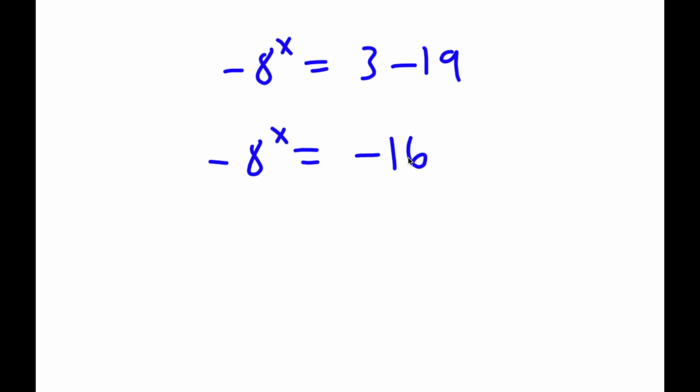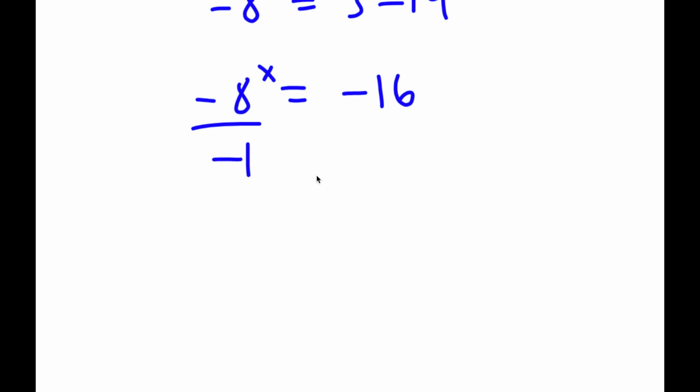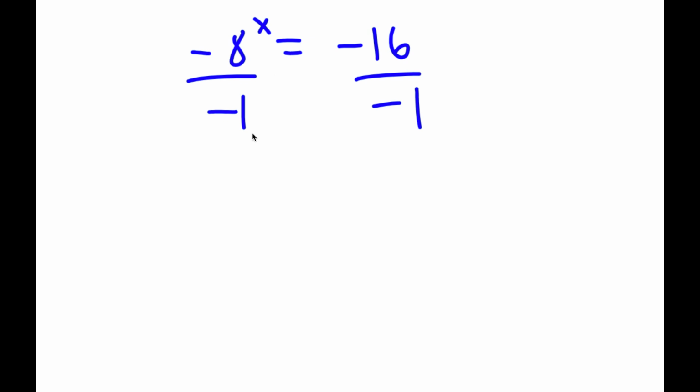Now, I'm going to divide both sides by negative 1. Negative over negative is positive, so negative 8 to the power of x over negative 1 is going to equal positive 8 to the power of x, which is equal to negative 16 over negative 1, which is equal to positive 16. So now I have 8 to the power of x is equal to 16.